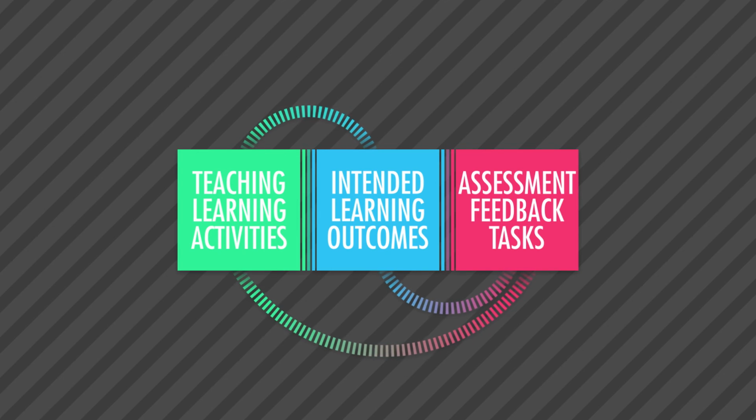The three components of constructive alignment, the intended learning outcomes, the teaching and learning activities, and the assessment and feedback tasks, are interrelated. Therefore, when revising one of them, revision of all of them is necessary.